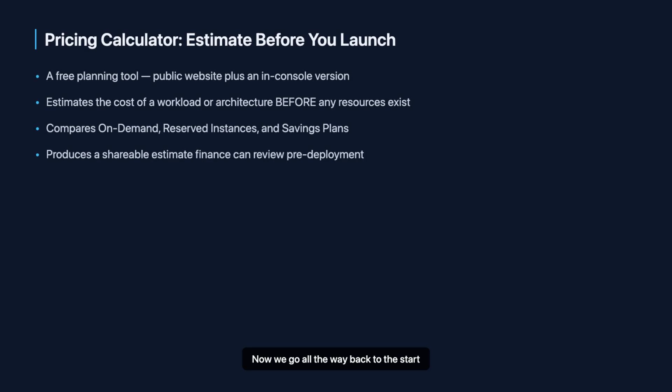Now we go all the way back to the start of the timeline, before anything is even running. That's the pricing calculator. The public version at calculator.amazon Web Services is completely free, and there's also an in-console version that gives you 5 free bill estimates per month. Its whole job is to estimate the cost of a workload or architecture before a single resource exists. You can model different pricing models side by side, on demand, reserved instances, and savings plans to compare, and it produces a shareable estimate, so finance can sign off on the number before you ever click launch.